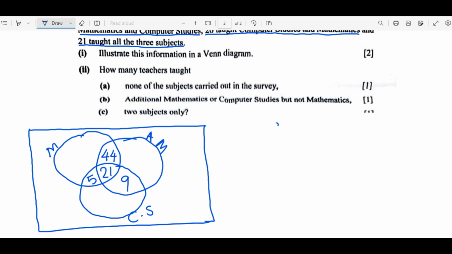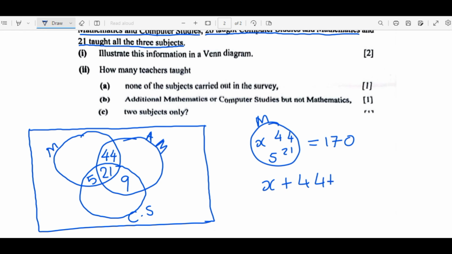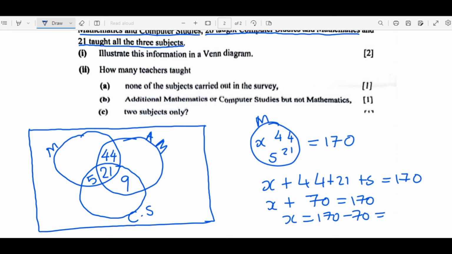Or to simplify, it simply means this. So we are saying as long as mathematics is equal to 170, let's say we put x here. So to solve x, we can say x plus 44 plus 21 plus 5 is equal to 170. Then if we add the 3 numbers, we get x plus 70 is equal to 170. So if we take 70 to the right side, it will give us negative 70, giving us 100, which means that here there is the value of 100.